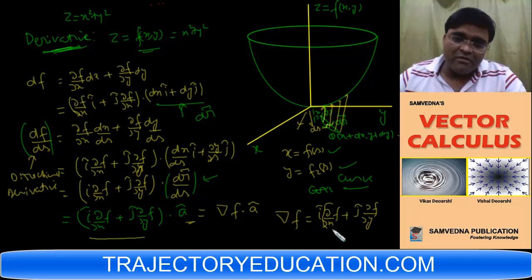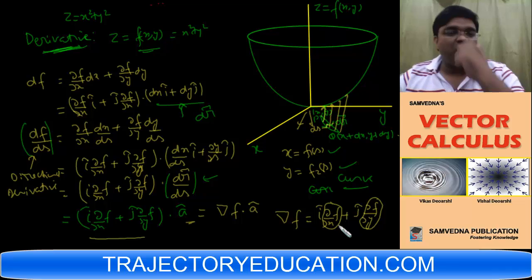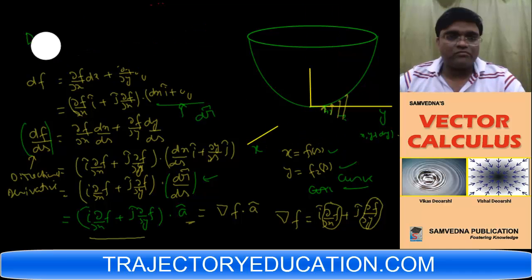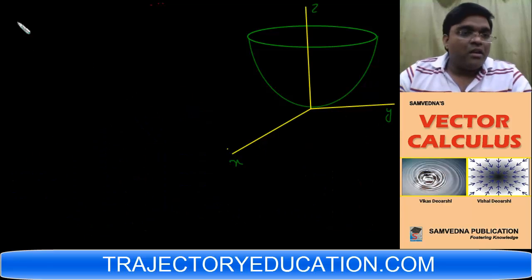Now before I move further, I'll discuss with you the significance of these quantities, dou f by dou x and dou f by dou y. These are called partial derivatives. I'll tell you what the significance of these partial derivatives is. These partial derivatives are nothing but a very special kind of directional derivative. I'll tell you how. So let me first describe dou f by dou x. I'll rub all these things, so you make a note of it.